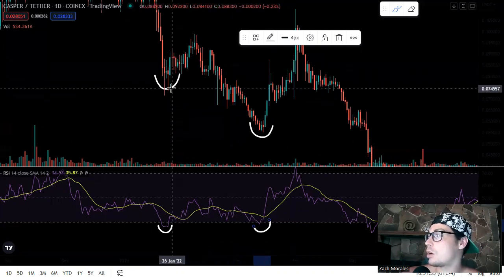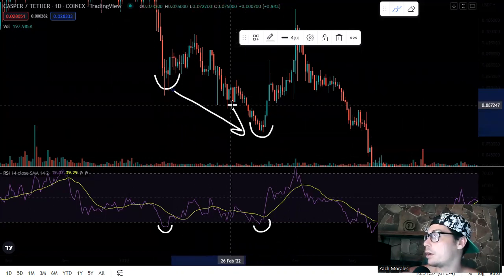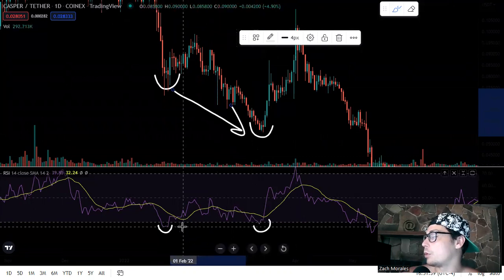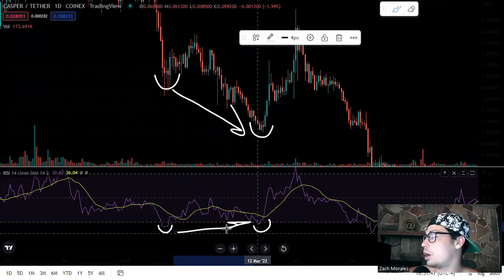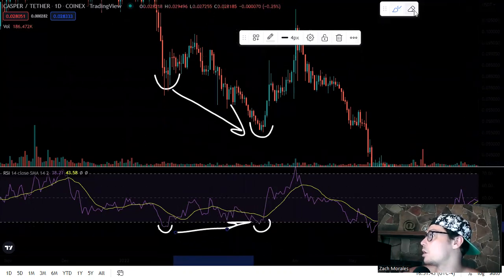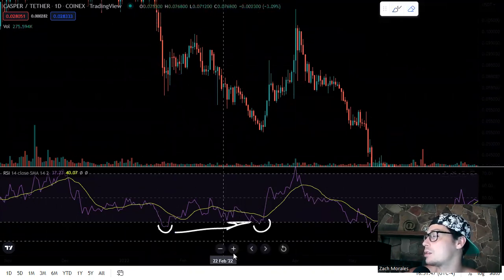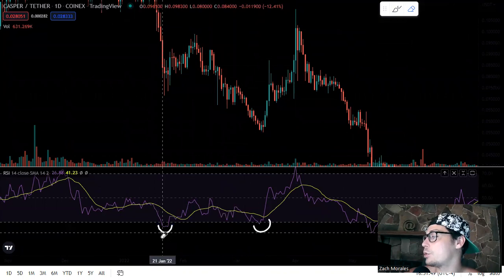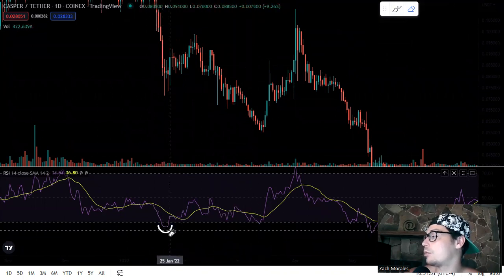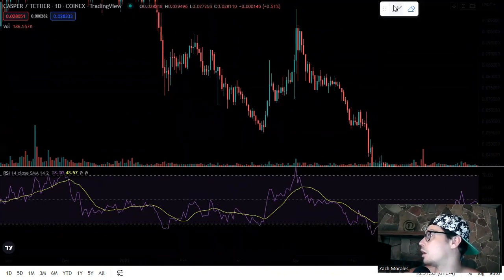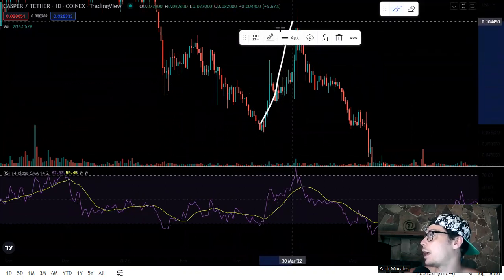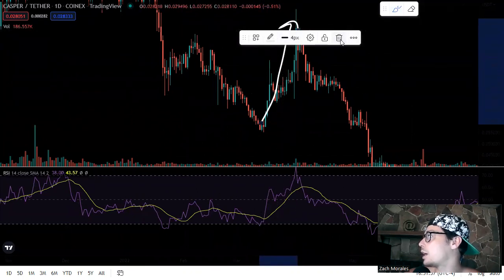So what we saw was the price level go down, but we saw the RSI go up. That's what's known as a bullish divergence, and that hints that you may see some bullish activity in the future. And sure enough, we did get that bullish divergence, a nice little pop. We went up very nicely and had a good rally there.